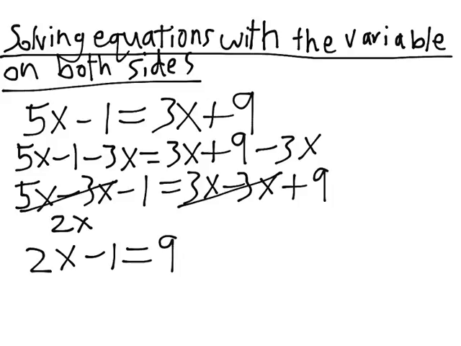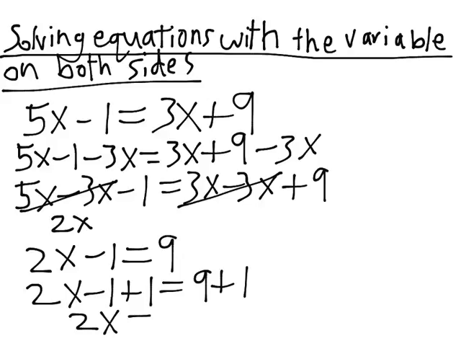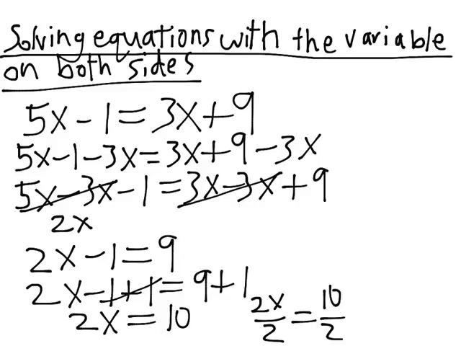This is an equation that we're familiar with already, and we know how to solve. We can just add 1 to both sides to get 2x minus 1 plus 1 equals 9 plus 1, so that 2x equals 10 as the 1's cancel. Now dividing both sides by 2, we have 2x divided by 2 equals 10 divided by 2, and we're left with x equals 5.